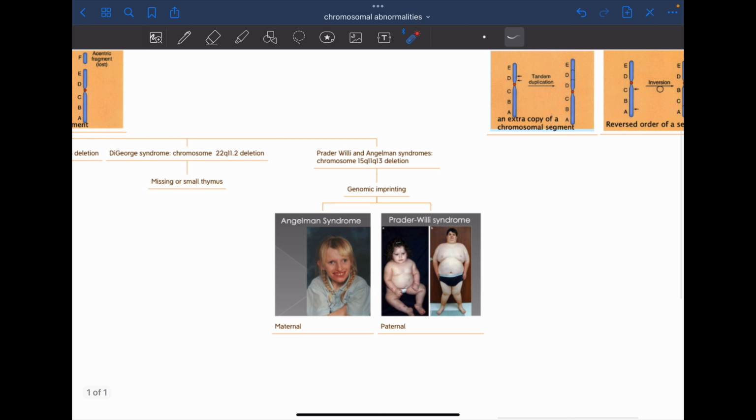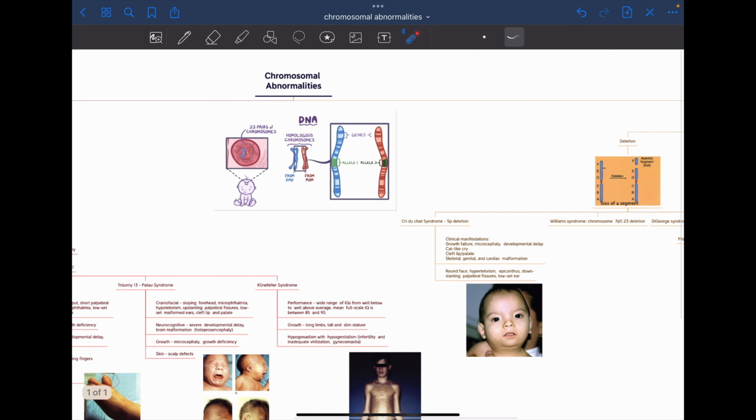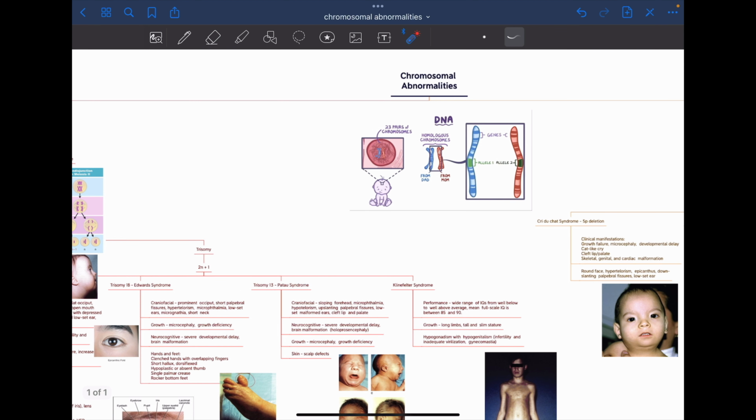Then finally we have Prader-Willi and Angelman syndrome, again a deletion in part of chromosome 15, the Q arm and so on. And this is actually an example of genomic imprinting. Put in simple words, genomic imprinting means the syndrome will be different depending on what parent you're getting the genetic abnormality from. So in this case, if it's maternal, the syndrome will be called Angelman syndrome. And if the abnormality or the mutation is taken from the paternal side, it will be called Prader-Willi syndrome. And that is pretty much it for chromosomal abnormalities and the different types and the different diseases.